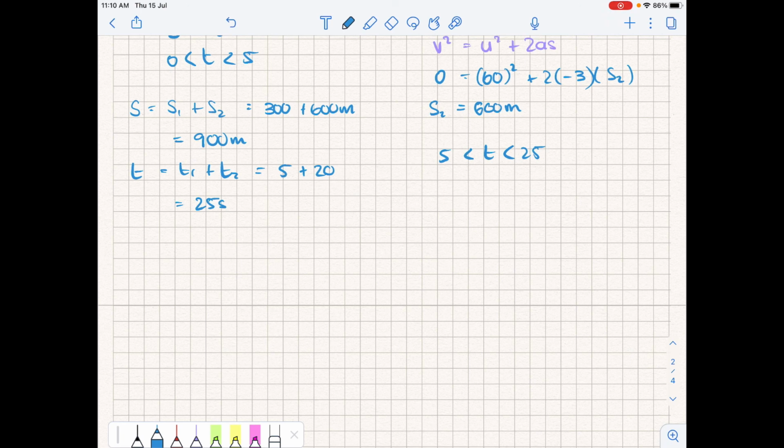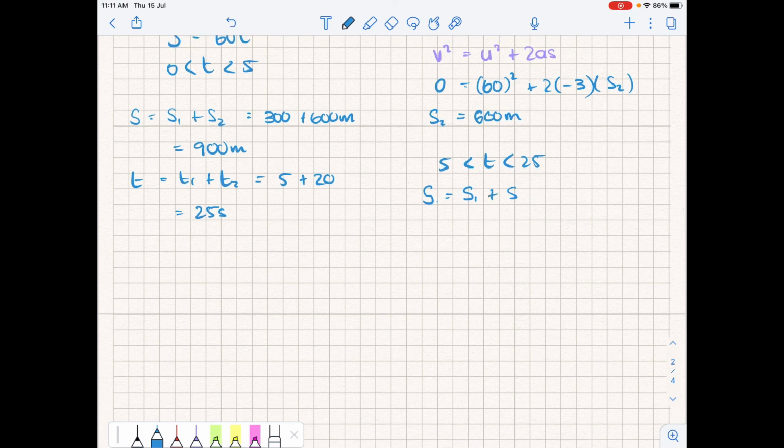In terms of our displacement function, we know that the total displacement at this point is now equal to the displacement of stage 1 plus the displacement of stage 2. Stage 1 ended at 300 meters. So we're starting at 300 meters regardless of what happens in the second stage of our displacement function.